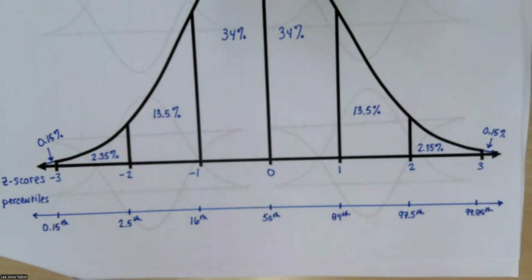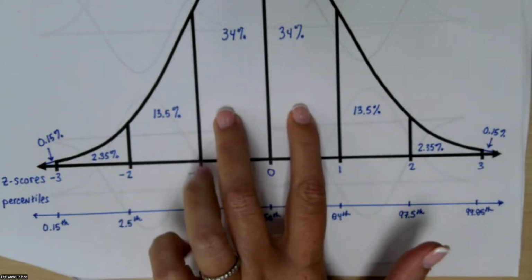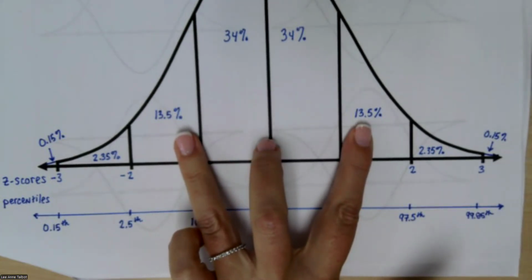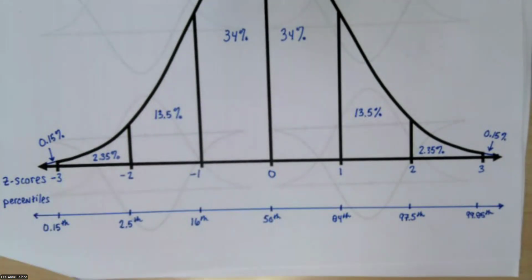Does that make sense how I calculated those? Okay, last thing for your big normal curve. I would like you to color it three different colors. One color for the 34s, one color for the 13.5s, and one color for the 2.35s.